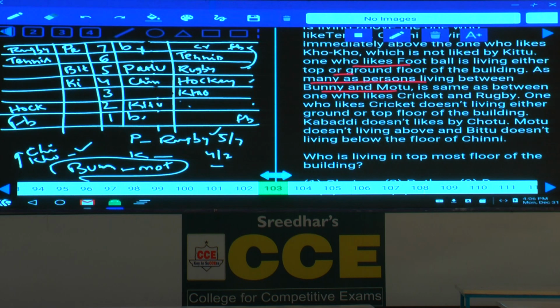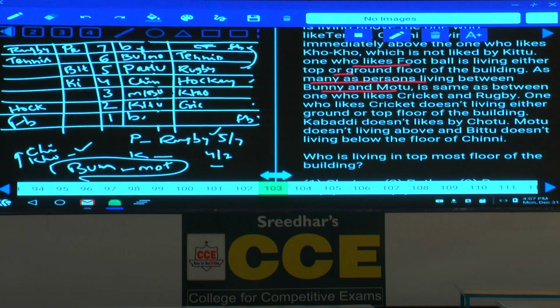One who likes cricket does not live on either the ground or the top floor of the building. Hence cricket cannot be on the 7th floor. As cricket cannot be here, what is the only possibility? Cricket must be on the 2nd floor. If cricket is on the 2nd floor, between cricket and rugby there are 2 persons. Between Bunny and Motu, there must be exactly 2 persons. Hence this must be Bunny or Motu, Motu or Bunny.